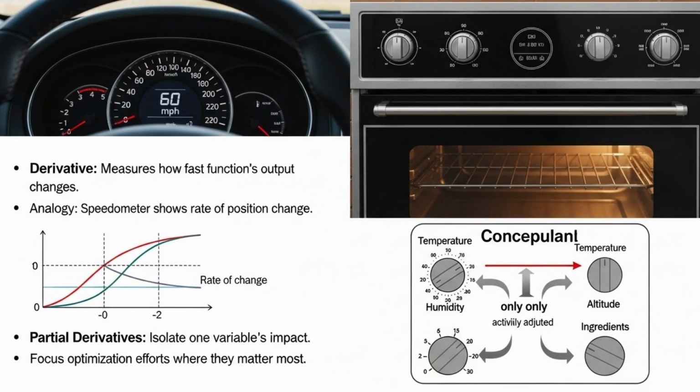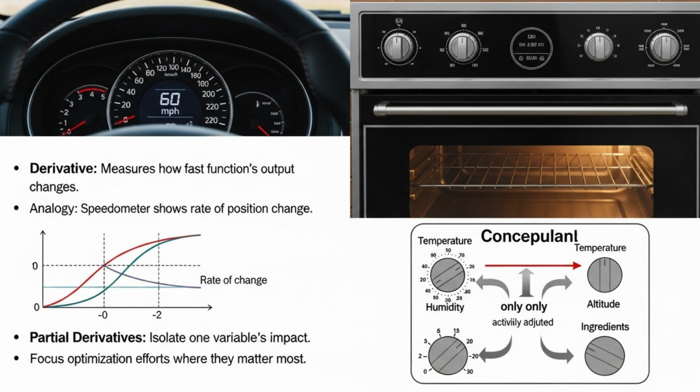Let's break down some core concepts, starting with the derivative as a rate of change. A derivative simply measures how fast something changes. If you're driving and your speedometer shows 60 miles per hour, that's the derivative of your position with respect to time. In AI, we use derivatives to measure how fast our model's error changes when we adjust its parameters. It tells us, if I change my prediction by a tiny amount, how much will my error change?